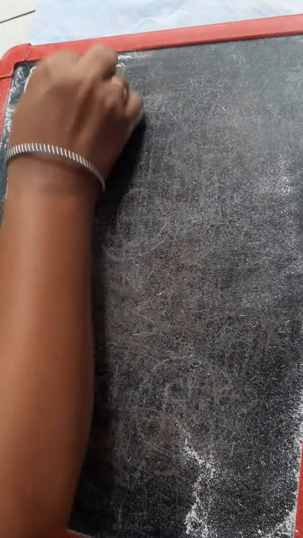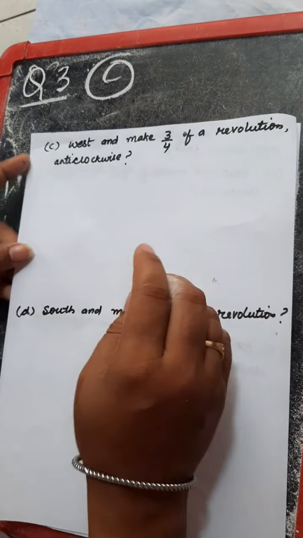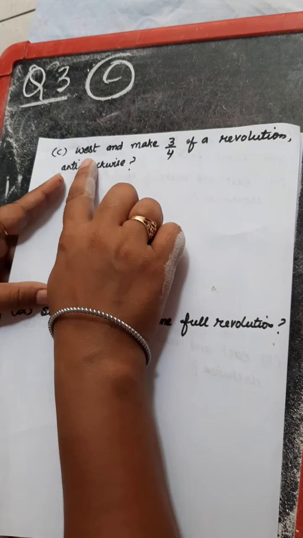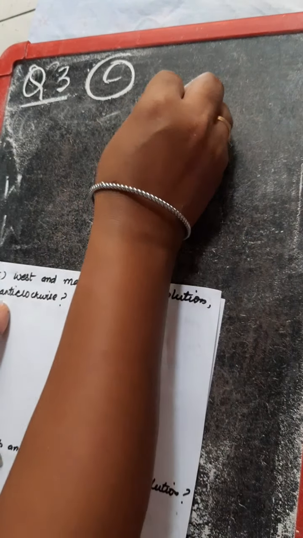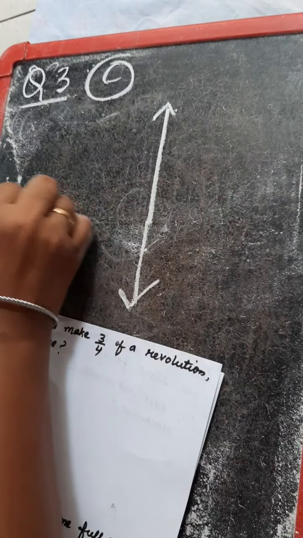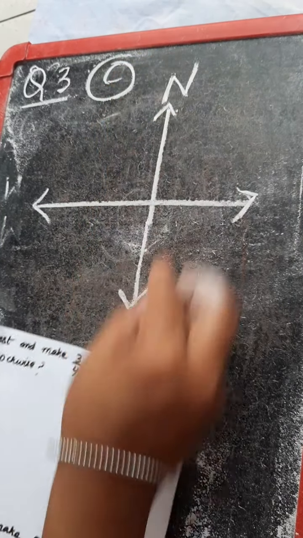Question number 3, C part. Which direction will you face if you start facing west and make 3/4 of a revolution? 3/4 of a revolution. Now firstly make the directions.